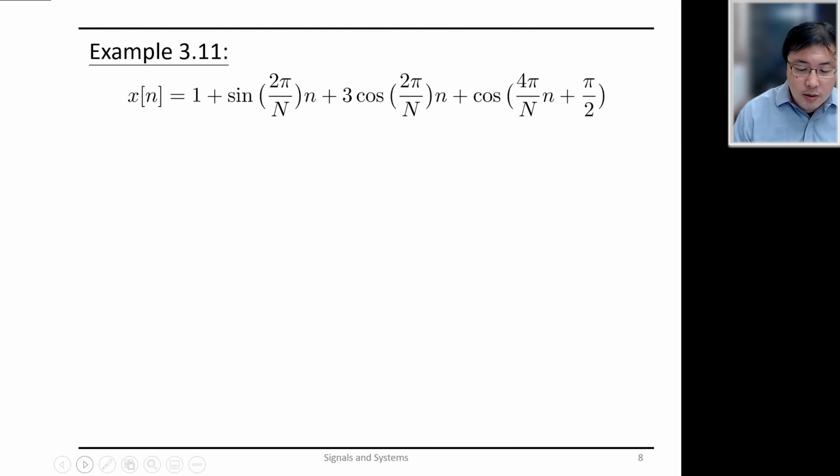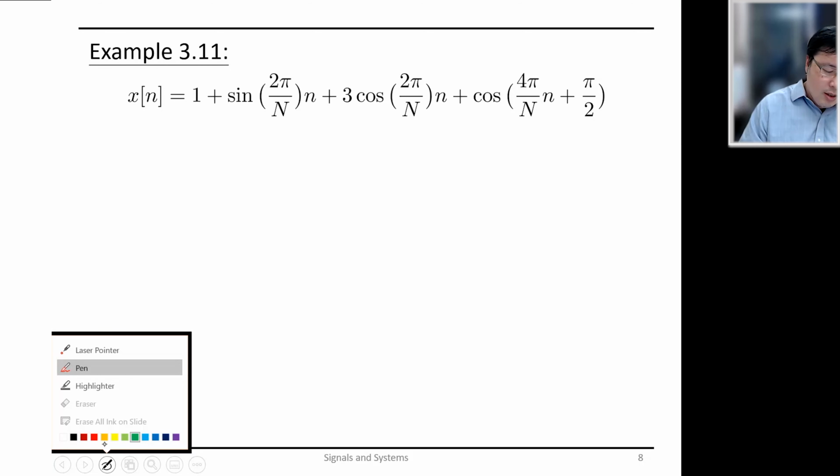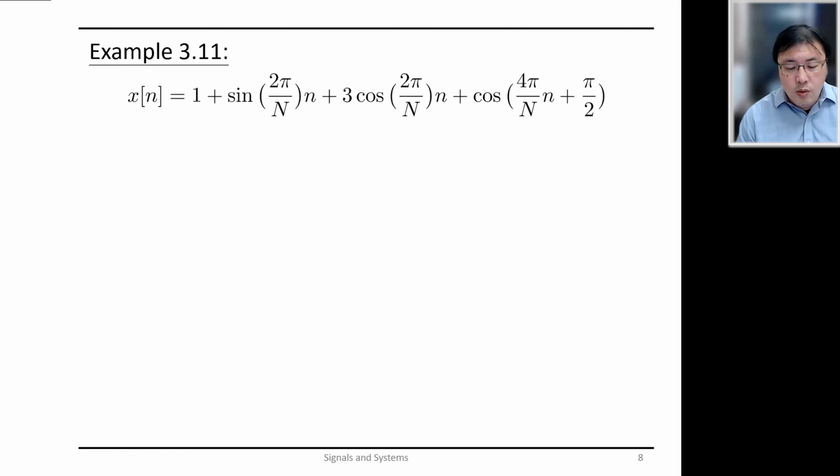Now let's look at one more example. This is the case where x[n] is equal to the sum of these sinusoids: 1 plus sine(2π/N n), plus 3 cosine(2π/N n), plus cosine(4π/N n plus π/2). Now you can see that all of these signals are periodic with period capital N.